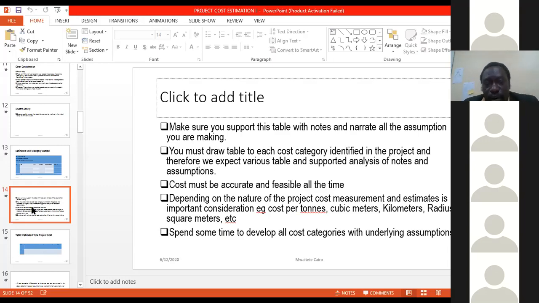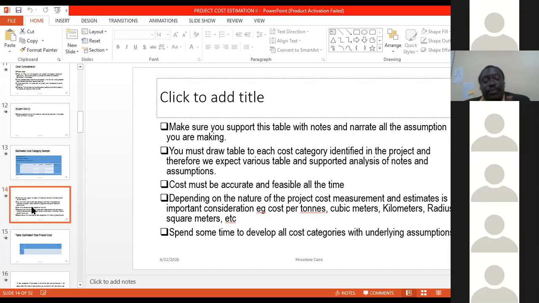So you must draw a table for each cost category identified in the projects. And therefore, we expect various tables to be supported with analysis. Costs must be accurate and feasible all the time, depending on the nature of the project that you are measuring the cost for. Some costs can be based per ton, some per cubic meter, some per kilometer, others per radius, square meters, and so on. So spend some time to develop all cost categories with underlying assumptions.